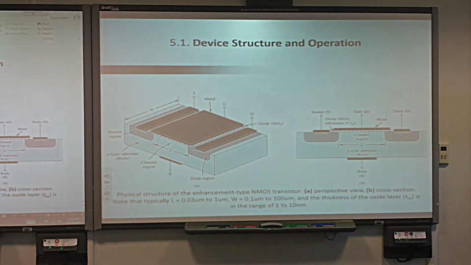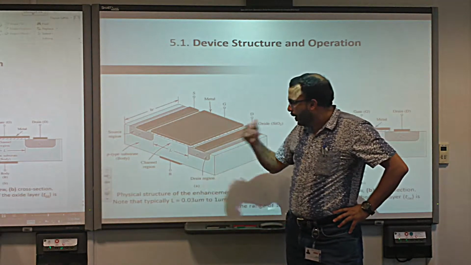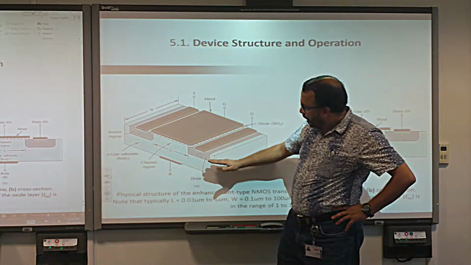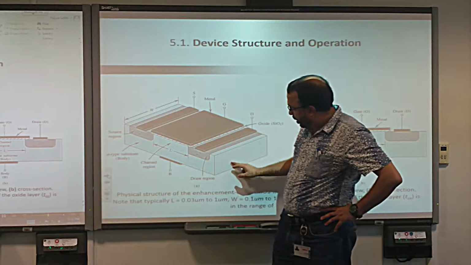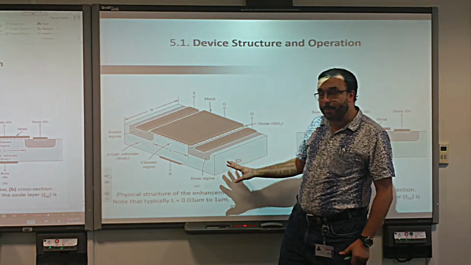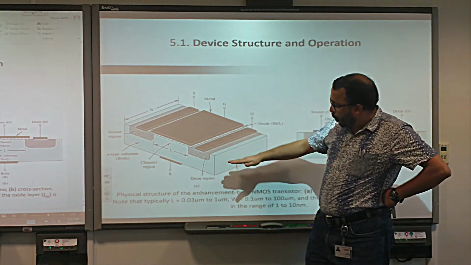How does it look like? This is the bird's view, the 3D view of the transistor. So we start basically with a semiconductor. In this case, it's a p-type semiconductor. Could be n-type as well, but for now, let's use this one. I'll talk about the other one.